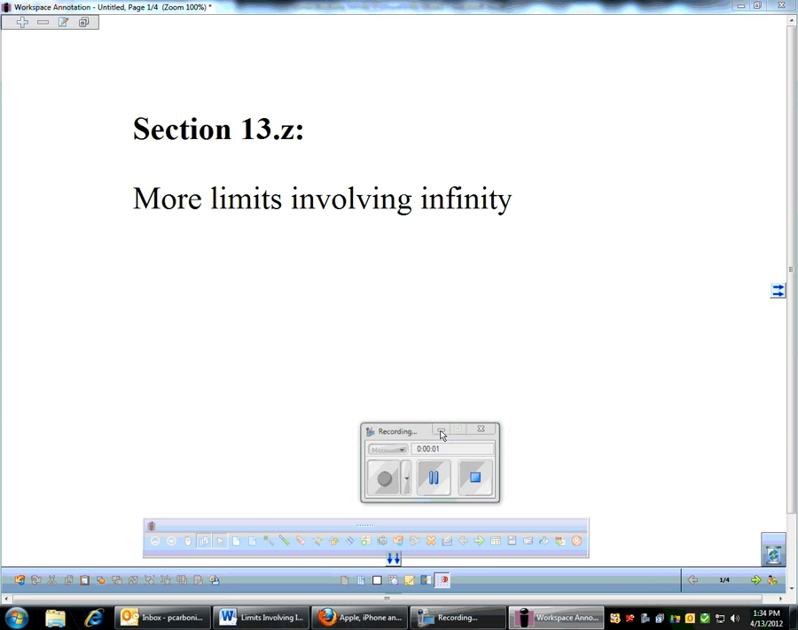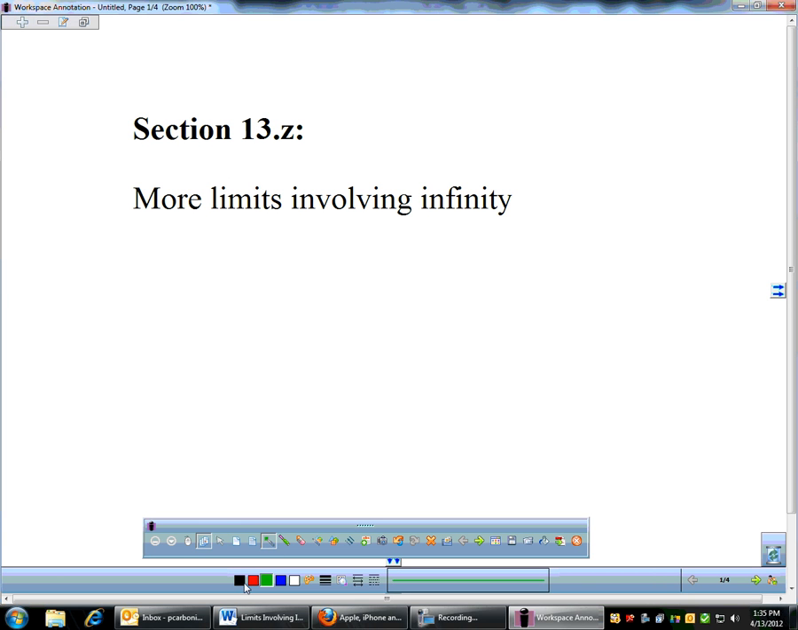Hi, this is an addendum to the infinity limit problems. This is not in our textbook, so I'm calling it 13Z. And there are other types of limits that involve infinity.